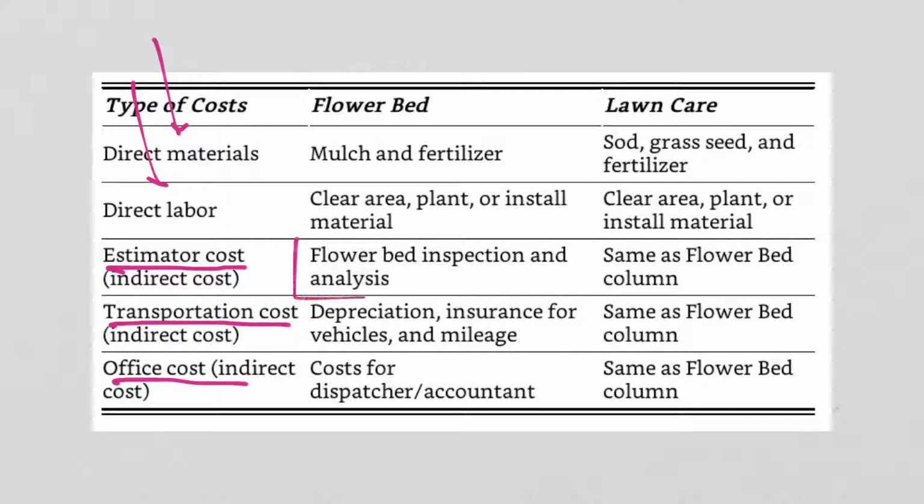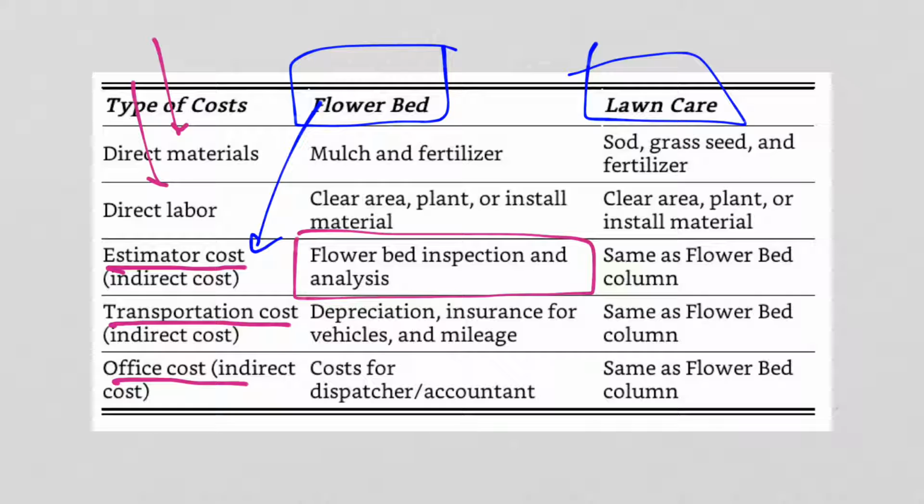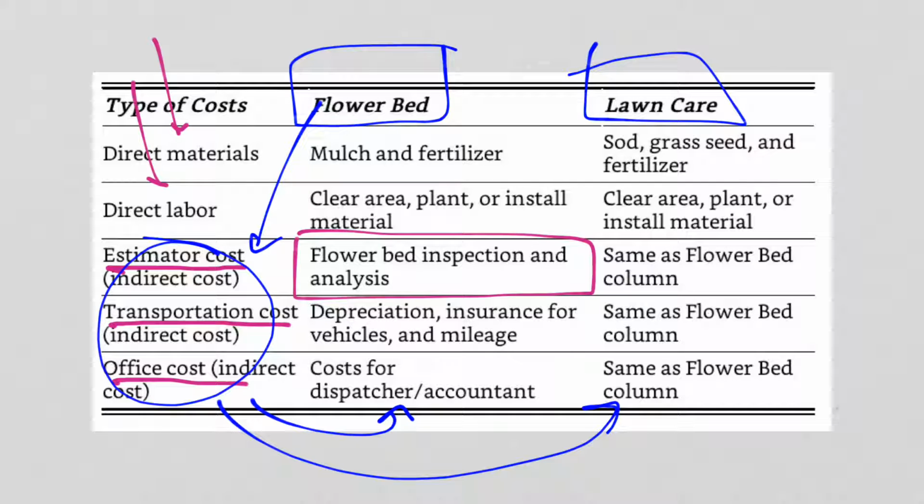What's going on in these analyses is what is it that the activity is, and it's the same for each one. It's just that one of these, the flower bed, may use more of the resources of the estimator versus the lawn care. More of the office might be made up for either one of these two products, and so we're really going to be concerned about the activity and how the resource of the activity is used for the different products.